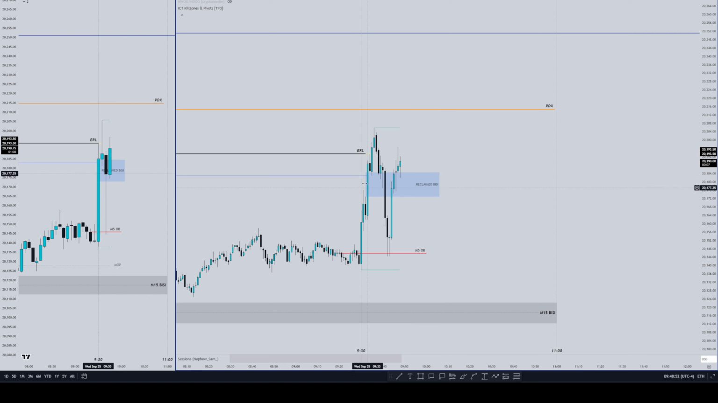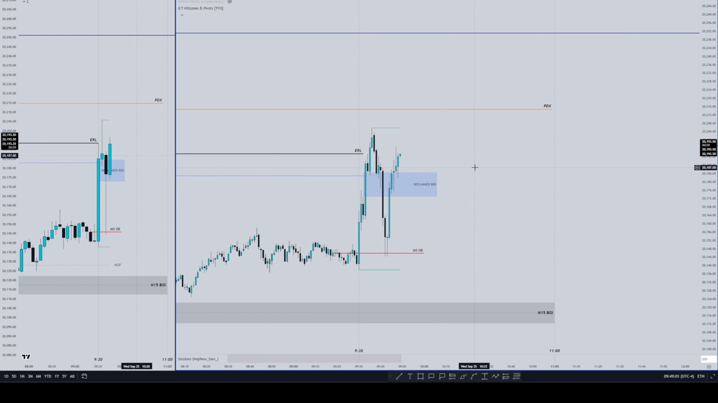So this should be used as a reclaimed BISI, not an inversion gap. We traded through it, come back up. We should be using this as support, not as an inversion. So next target would be the previous day high, and then the buy side up at 22.51.